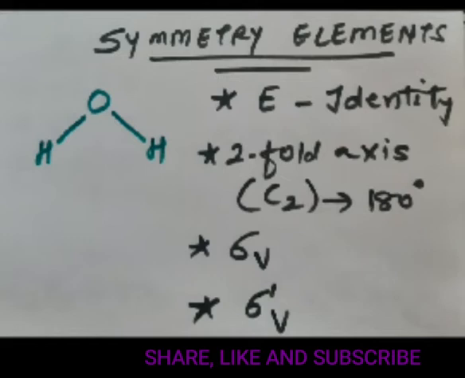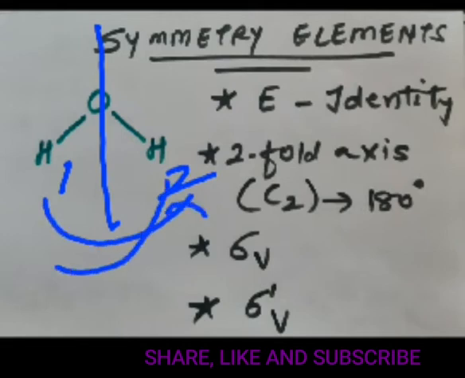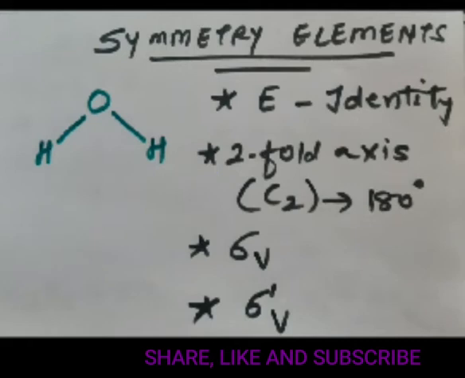Next symmetry element within the molecule is sigma v. Sigma v is the vertical plane of symmetry. Now where is this plane of symmetry? It is again bisecting the oxygen atom. So just consider a mirror plane which is passing through the oxygen atom. Definitely you will get a clear reflection of these two hydrogens. H1 will be reflected here, H2 will be reflected here, and again the configuration will remain unchanged. So that is your sigma v, the vertical plane of symmetry.